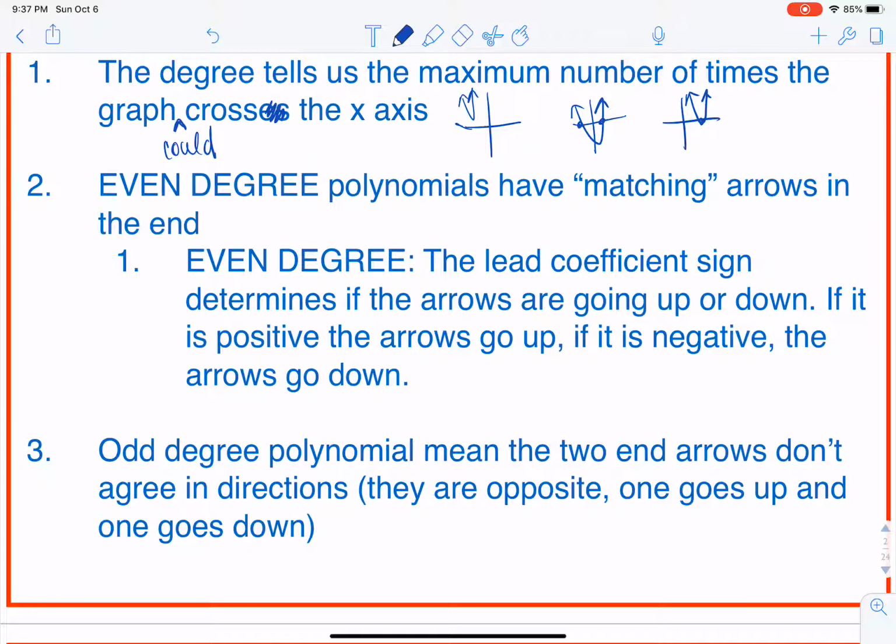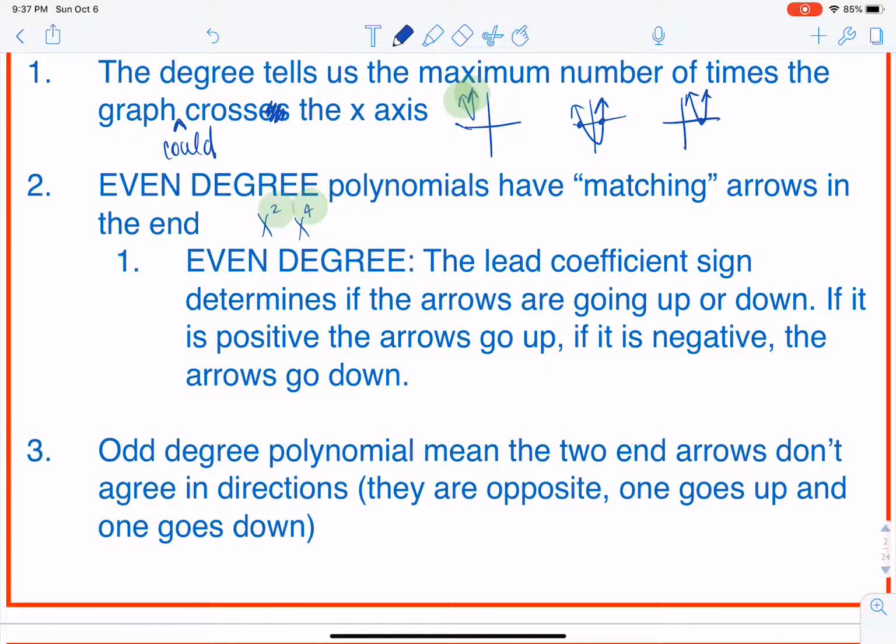So even degree polynomials, so talking about something like x squared, x to the 4th, any time where my degree is going to be an even number, they have, in non-technical math terms, matching arrows at the ends. So looking at my parabola, both of these arrows here are going up. So for even degree, the lead coefficient sign determines if the arrows are going up or down. If my lead coefficient is positive and I have an even degree polynomial, then my arrows are going up. If it's negative, then my arrows are going down.